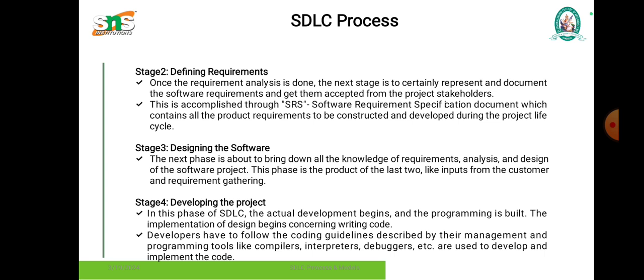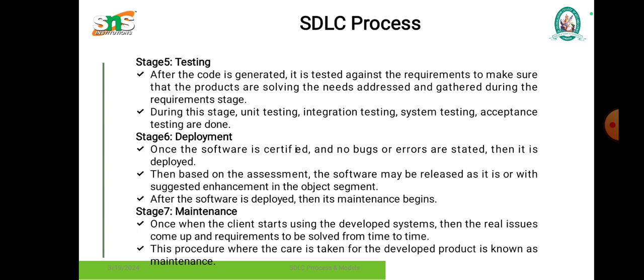The developers have to follow the code guidelines described by the management, and programming tools like compilers, interpreters, debuggers, etc. are used to develop and implement the code. The fifth stage is testing. After the code is generated, it is tested against the requirements to make sure that the product solves the needs addressed and gathered during the requirement stage. During this stage, unit testing, integration testing, system testing and acceptance testing are done.